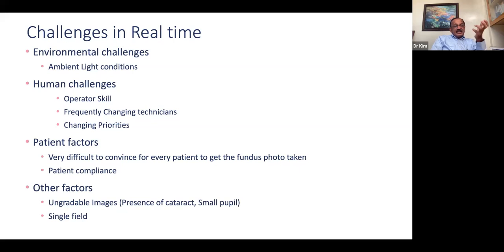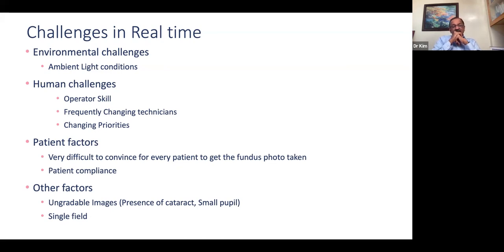Trained technicians keep changing in many places, especially in the diabetic clinics. And the changing priorities is another problem, where they don't tend to take pictures, or pictures are taken in a not so careful manner. The other one that I've not added here is the use of different cameras, which also plays a role, where high-end cameras have a much better gradability, and outcomes are much better compared to low resolution cameras that are being used. So we have been trying to use a range of different cameras in various scenarios.